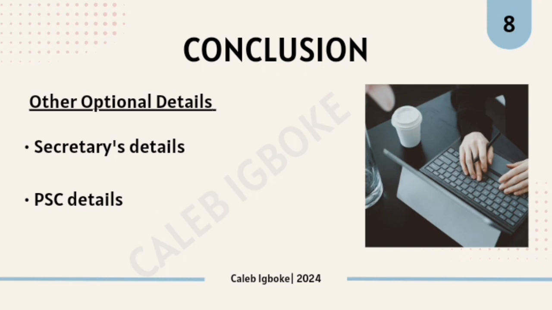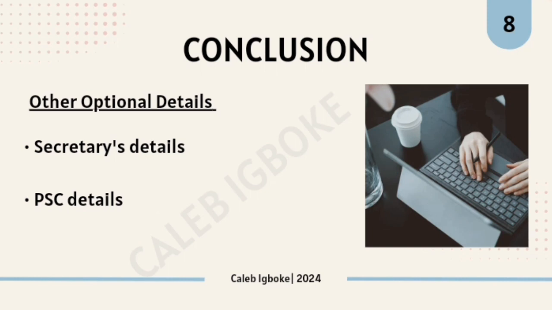Before we bring this video to a close, there are other optional details needed. Why I didn't include them under those categorized ones is because they are very optional, and this includes the secretary's details. If it's assumed that as a startup, maybe you don't have a secretary already in your business, so this one is very optional. But if you have a secretary already, that means you should get the details of the person and enter them in this section. Another optional detail is the PSC details.